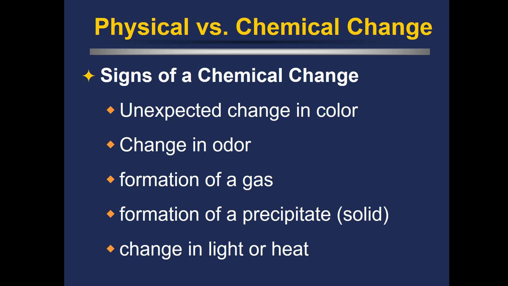chemical change. Also, a change in light or heat. For example, if you ever use those little hot hands packets to keep your hands warm in the wintertime, when you open up the package, they tell you to shake it a little bit. What you're doing is introducing oxygen into the package. Inside the package are iron filings, and those iron filings are very fine and they will react with oxygen and form iron oxide, which is basically rust.